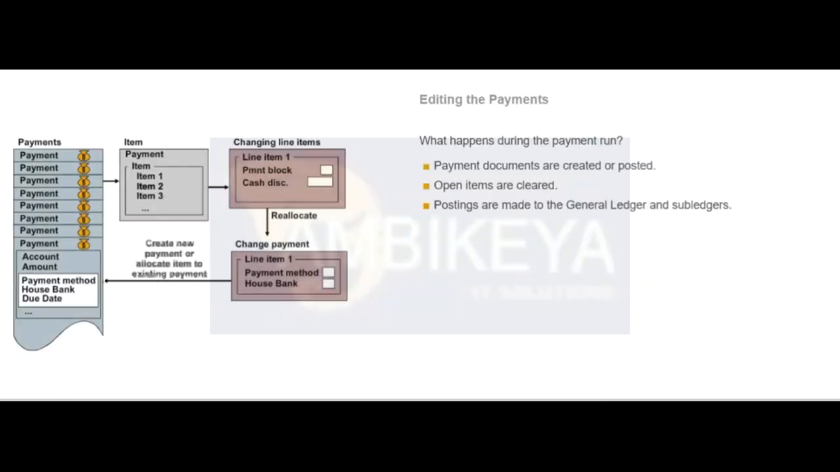The first screen in the editing transaction shows a proposed list of all the payments. By double-clicking a payment, you can perform the following tasks. Display a list of all the open items due for payment. Change the payment block and cash discount for each line item. Assign the item to a different pre-existing payment. Create a new payment by choosing a payment method and a house bank.